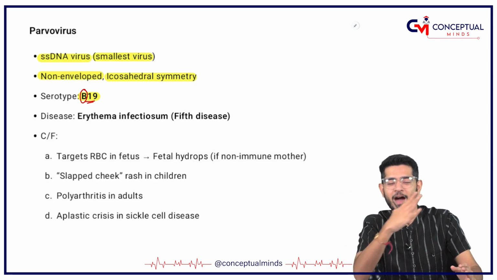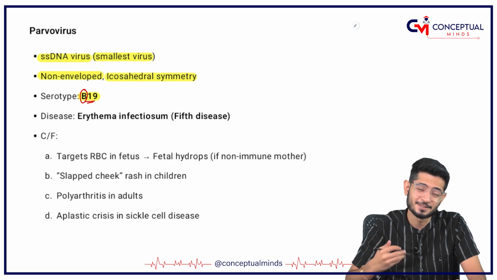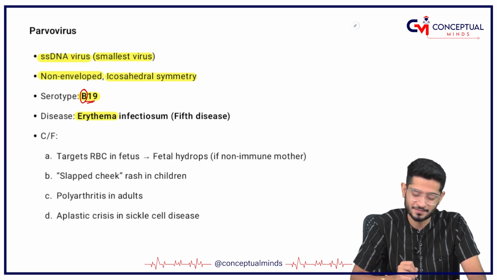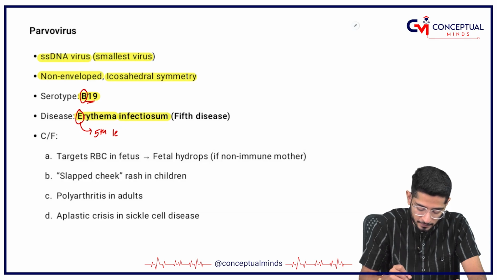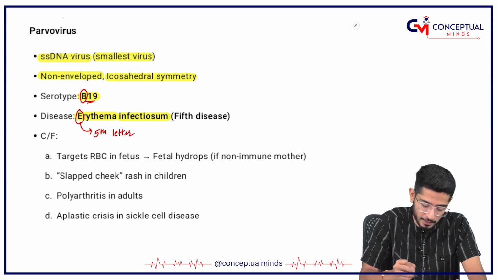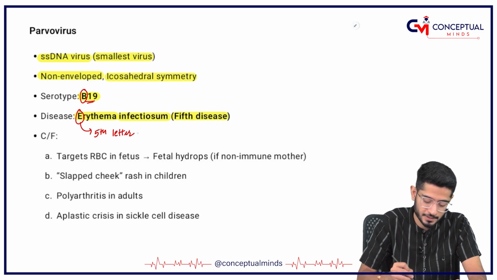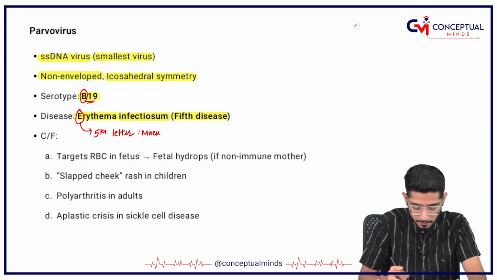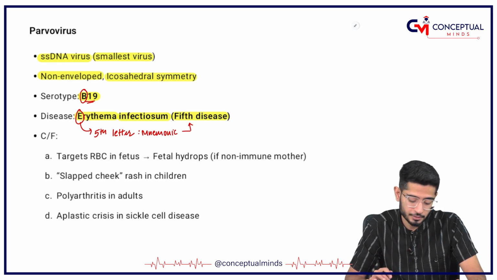It is responsible for causing, obviously, if I am going to give something to you with my beautiful hands, redness over your face. Redness is erythema, then infectiosum. Erythema starts with E, the 5th letter of the alphabet, so erythema infectiosum is called the 5th disease. It is just a mnemonic to remember.